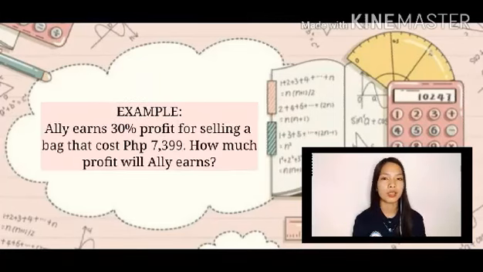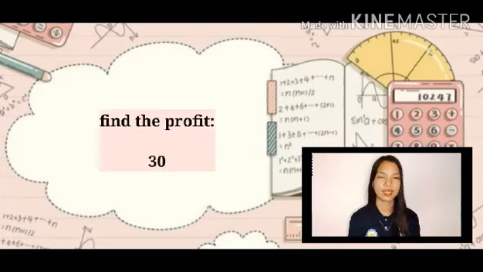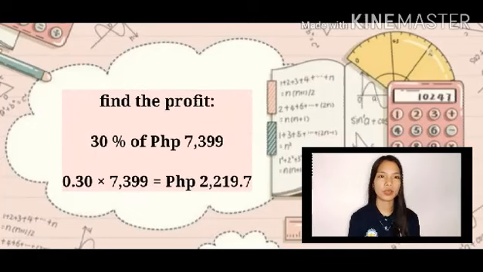For example, suppose that Ali is a retailer. Ali earns 30% profit for selling a bag that costs 7,399 pesos. How much profit will Ali earn? To find how much profit Ali will earn, you simply multiply 30% by the total sales of the bag, which is 7,399 pesos. So again, we have to change 30% into decimal.